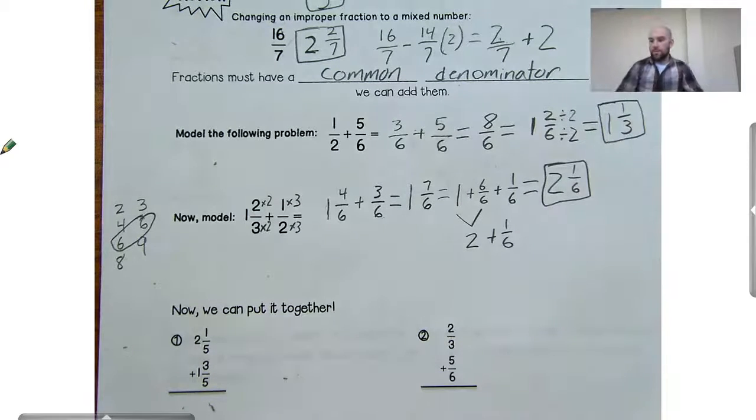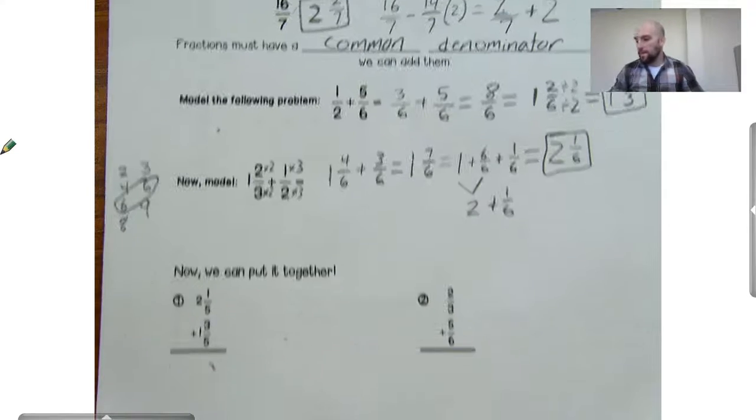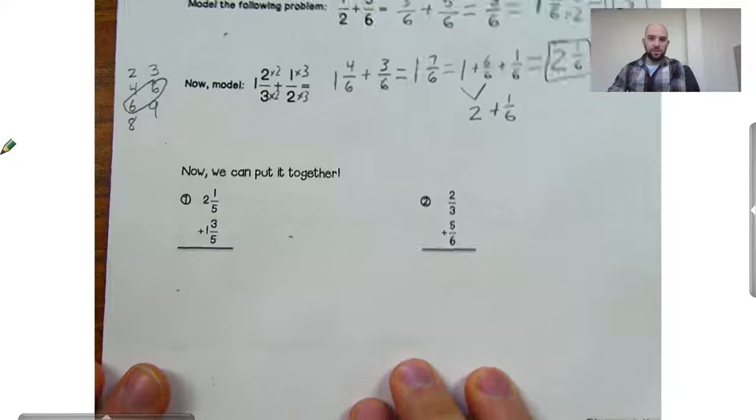So I didn't have to break my mixed number into an improper fraction here in order to add it. I could just find common denominators for both of my fractions and then change to a mixed number afterwards. So I can do it that way. I'll do this one the other way just to show you.